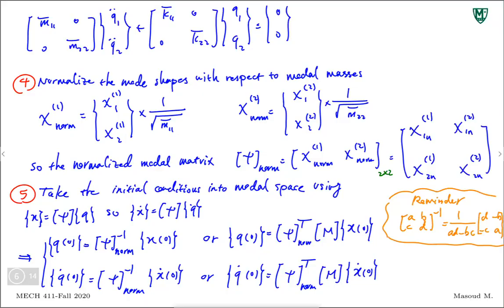All right, so now we have initial conditions. We take them from physical domain to modal domain. Remember what you were trying to do, don't get lost there. These are the equations of motion in modal domain, and these are the initial conditions in modal domain. So now we have our systems in modal domain uncoupled, so we can find the system response.